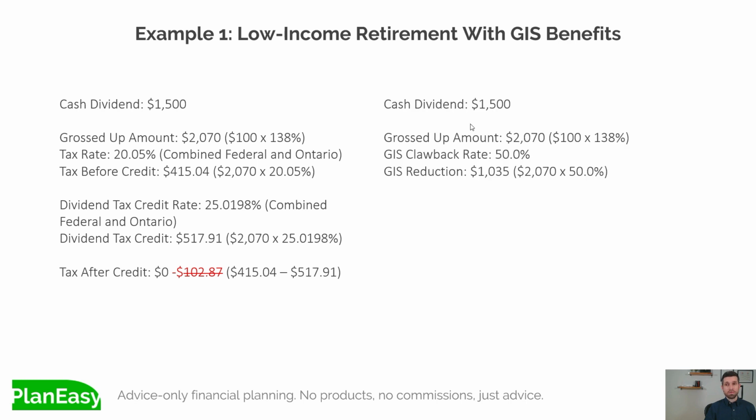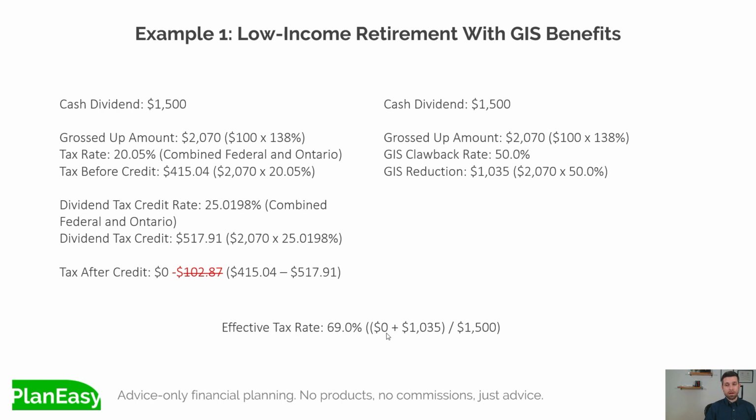So the second piece to this is we're going to look at how the benefit is reduced with the dividend income. So we've got that same cash dividend, $1,500. It's getting grossed up. But this time we're looking at the clawback rate on GIS benefits. So 50% clawback on GIS benefits, which leads to a GIS reduction of $1,035. And this is because the GIS calculation looks at the grossed up amount, not the actual cash dividend received, but the grossed up amount that gets included on the tax return. Now the effect of this is that the effective tax rate in this situation is actually 69%.